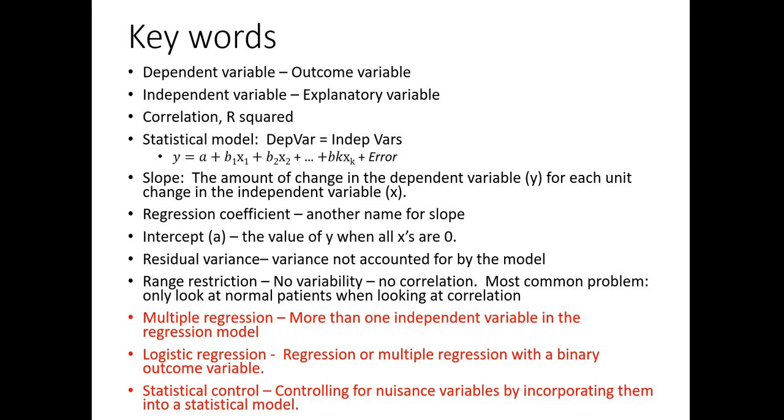We have the simple model, y equals a plus bx, and then you can have a multiple regression where we have y equals a plus b1x1, b2x2, all the way up to whatever, plus an error term. We'll talk about slope, the amount of change in a dependent variable for each unit change in the independent variable. That's the b's in that equation above there. A regression coefficient, which is just another name for slope. Intercept, the value of y when all x's are 0.